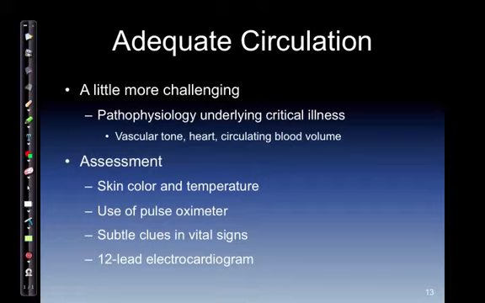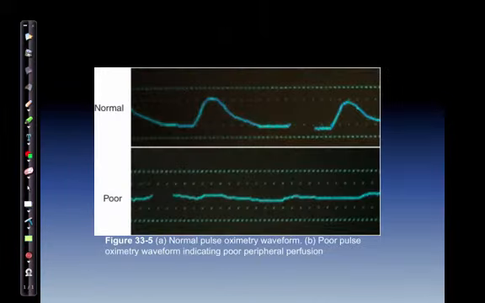We have a picture here on the next page we'll take a look at. Subtle clues in the vital signs, widening pulse pressures or tachycardia, 12-lead electrocardiogram or 12-lead ECG. Determine if the cause of inadequate perfusion is myocardial infarction. And this is figure 33-5, and it's a variation between a normal waveform and an abnormal waveform. This one here probably isn't giving you the appropriate reading. However, if the mapping's good and it can see the pulse, the reading would probably be appropriate.